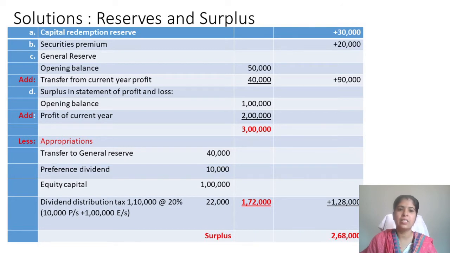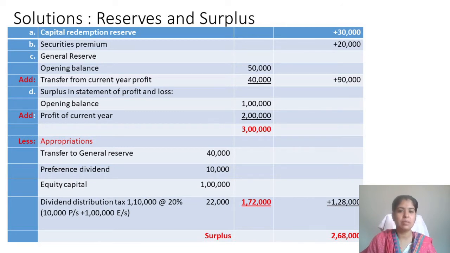Then surplus in statement of profit and loss. As per the surplus, the opening balance is 1 lakh, which we get from the last line of the trial balance. Next, add the profit of the current year given in the additional information, that is 2 lakhs, total 3 lakhs. Now less appropriation. Appropriation is the transfer to general reserve. From current year profit 40,000 has been transferred to the general reserve. That amount we have to deduct.